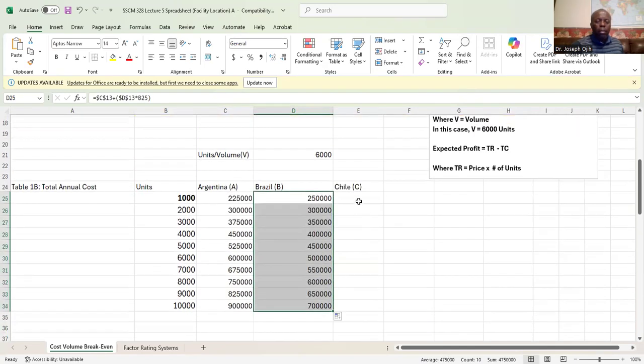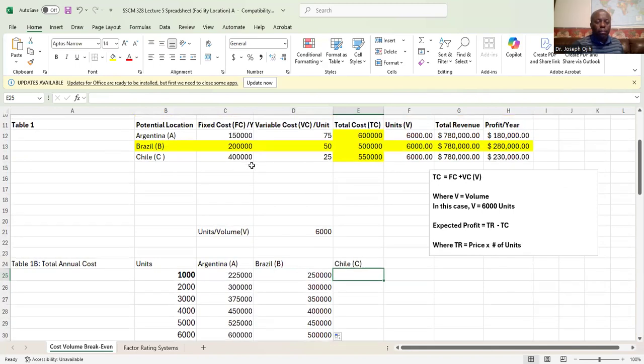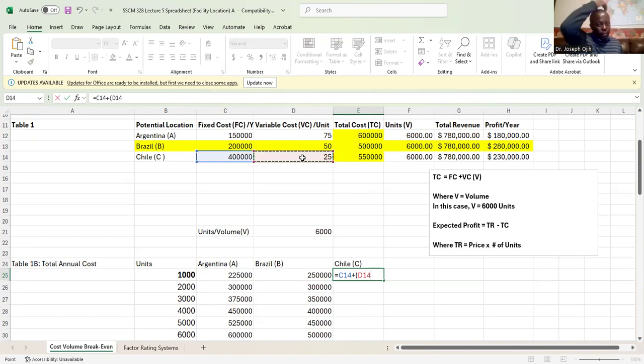Okay. Then for Chile, equals fixed cost plus variable cost of 25. Okay.